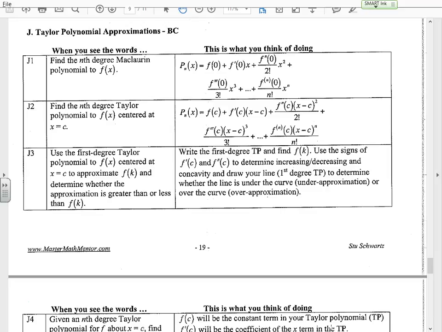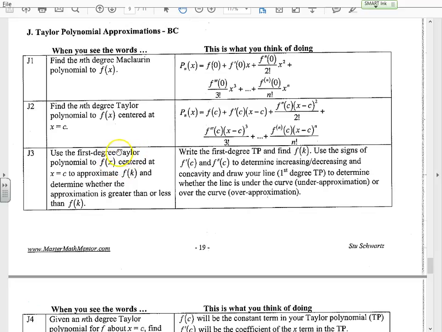J3, use the first degree Taylor polynomial. Hey, what is a first degree Taylor polynomial? f of c. It's a tangent line. Does that make sense? First degree Taylor polynomial is just going to be f of c plus f prime of c times x minus c. It's a tangent line.